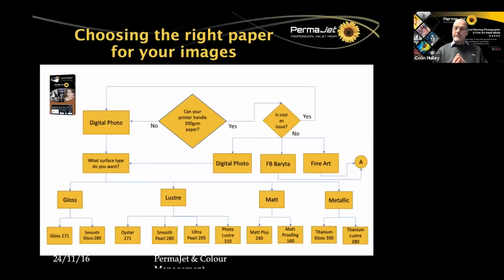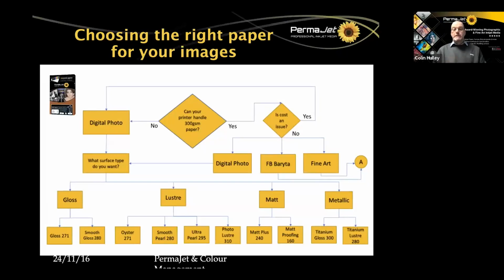The trouble is with some of the thicker fine art papers in the Baryta range and the fine art range is that they won't transport and do that U-turn within the printer. They're too thick, they're too stiff. So if that's the case, those two families of papers, the Baryta and fine art, are ruled out. So when we're asked this question of which paper, we can exclude those from the discussion.